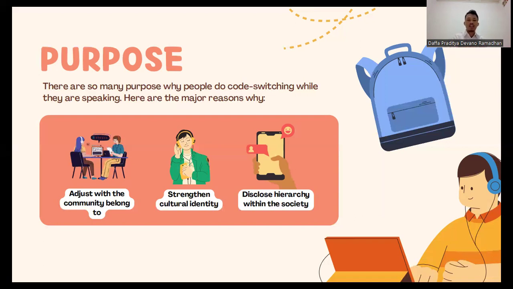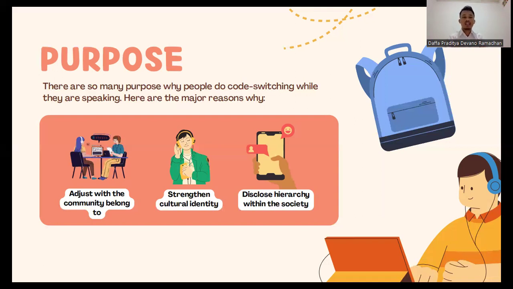And then the last one is to disclose hierarchy within society. In this context, I would like to talk about the Indonesian context. For example, in Indonesia, when people use Bahasa Indonesia and English at the same time, they tend to have higher educational levels and to be in a high rank in the hierarchy of society. So it makes us, as a bilingual community in Indonesia particularly, feel like we are in a higher rank of society, because not everyone is able to speak two languages or do this code switching, because it's just the habit that we have.